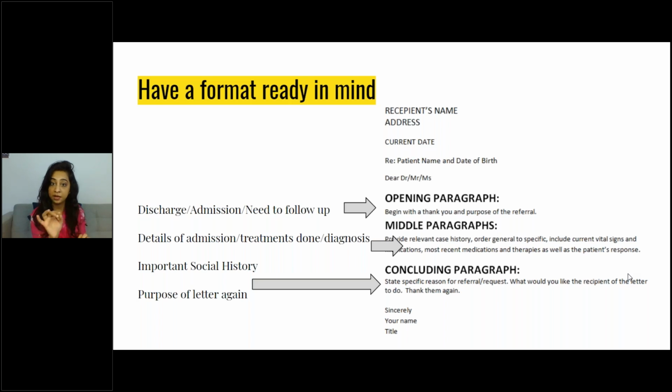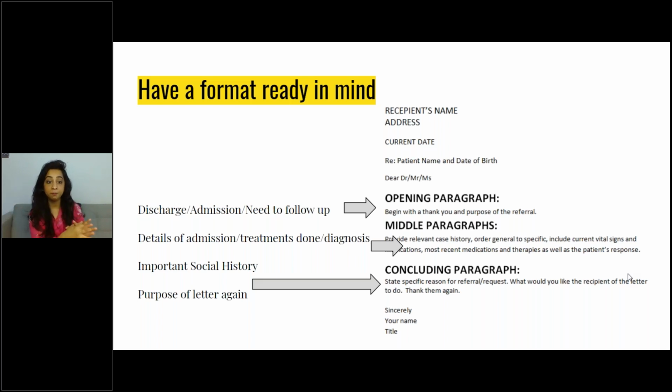Okay, so I've made like a rough format for myself before I start writing. Then in the middle paragraphs, I know that I'm supposed to write the details of admission, the treatments done, and the new diagnosis for this patient. I've also written important social history in the middle paragraphs because that was a part of my task. So in my mind, I know that I'm going to make 2 paragraphs. In the first one, I'm going to talk about the details of admission, treatment, tests, and diagnosis. And in the second middle paragraph, I'll write about the important social history.